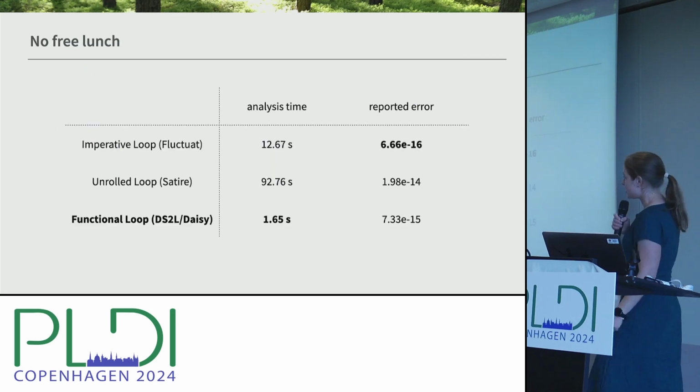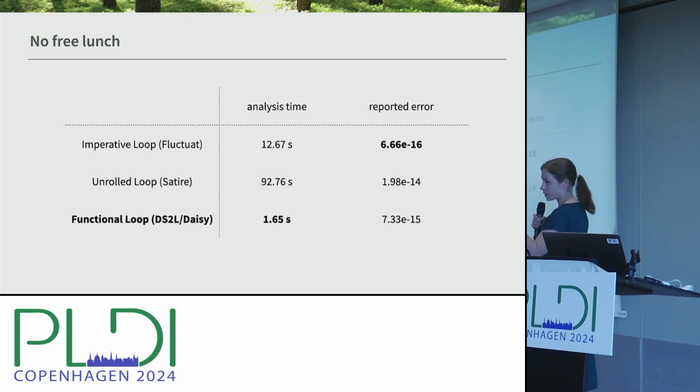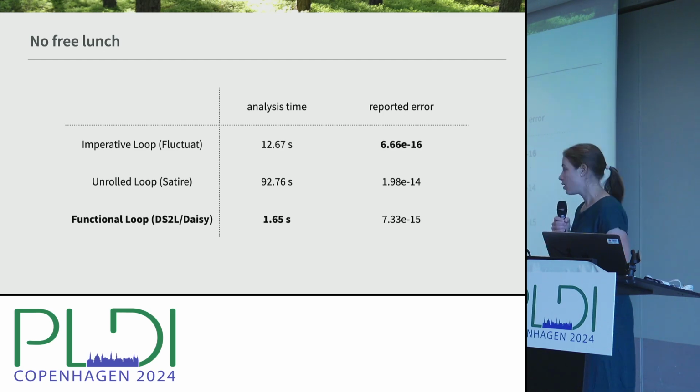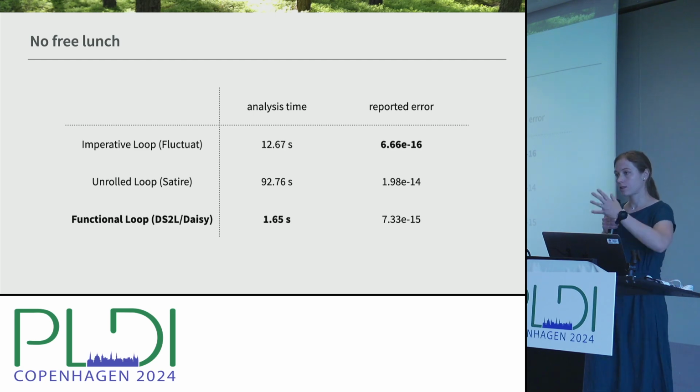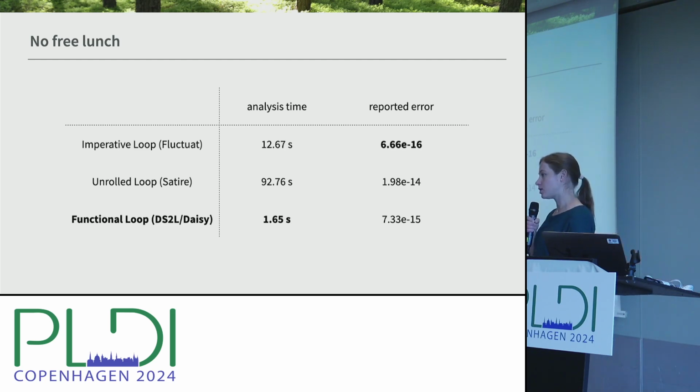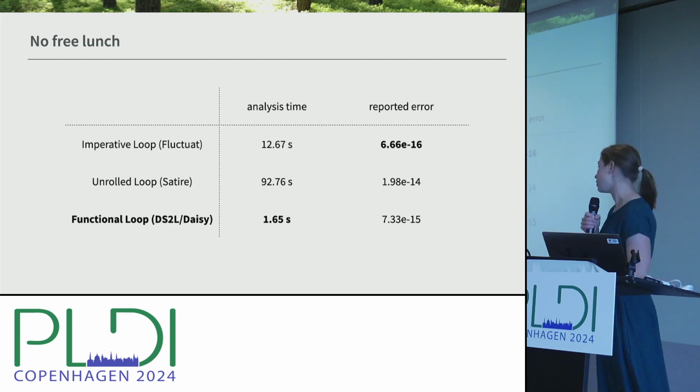So just to give you an idea what we get from this, this particular example we can analyze in much shorter time than the other two tools. At the same time, we don't get the tightest error bound. So that's the cost for the abstraction. We can do the analysis faster. We will compute slightly looser error bounds.